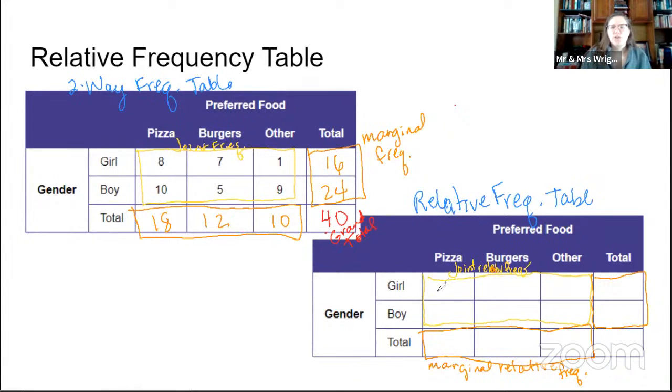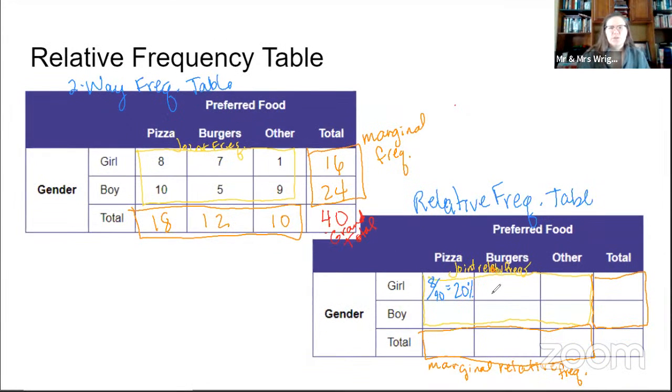But what you do is you take your joint frequency, which for this first box is 8, and you're going to divide that by your grand total, which is 40 every time, right? So 8 divided by 40. 8 divided by 40 is 0.2. So this is 20%. Okay.